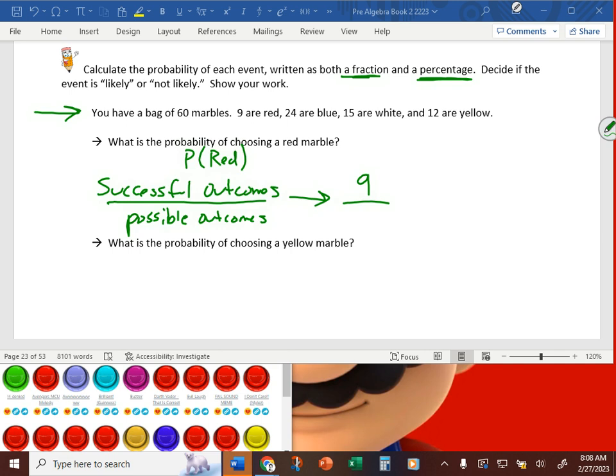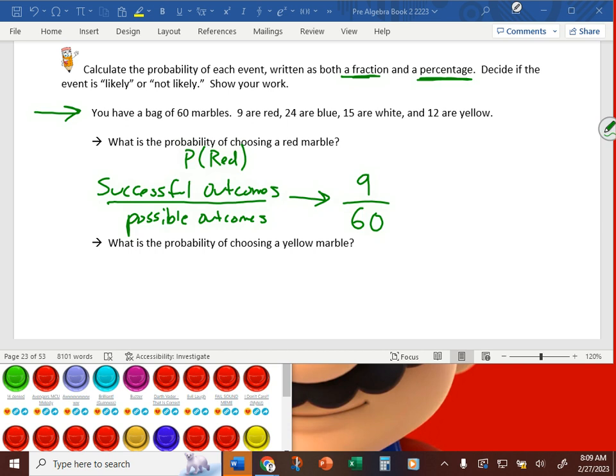How many possible outcomes are there? How many marbles could we pick? 60, right? We could pick any of the 60. So the probability of choosing a red one is 9 out of 60. There's our fraction. Cool. Okay?